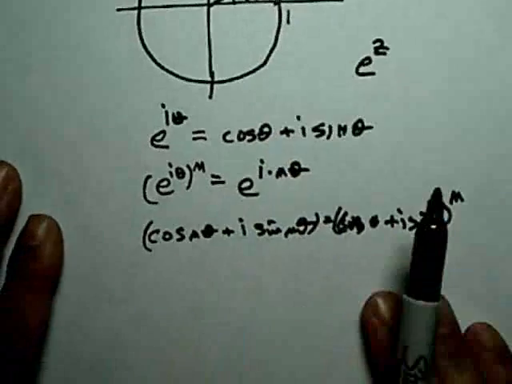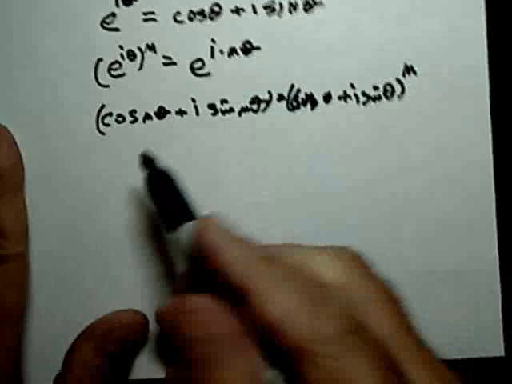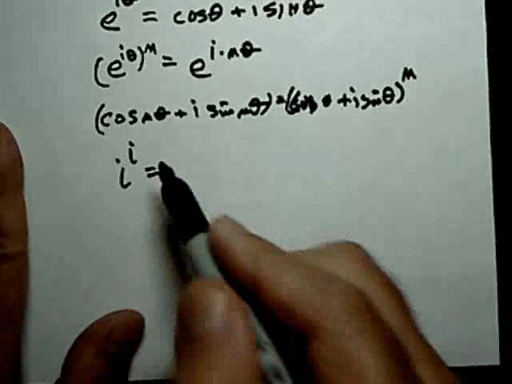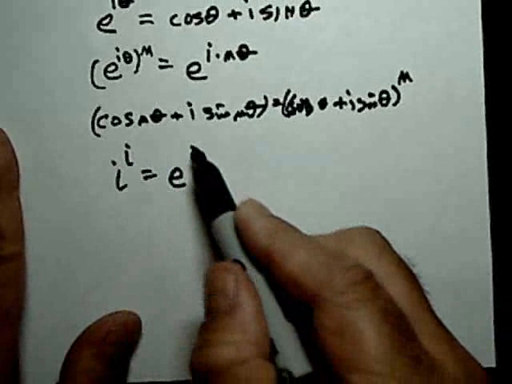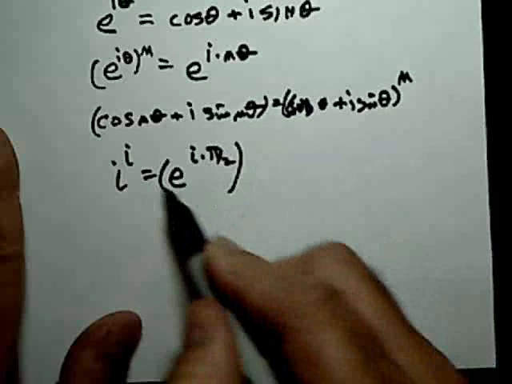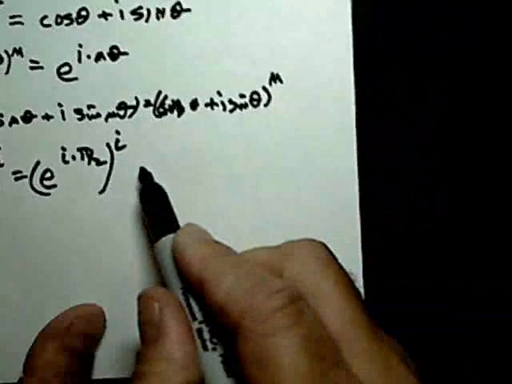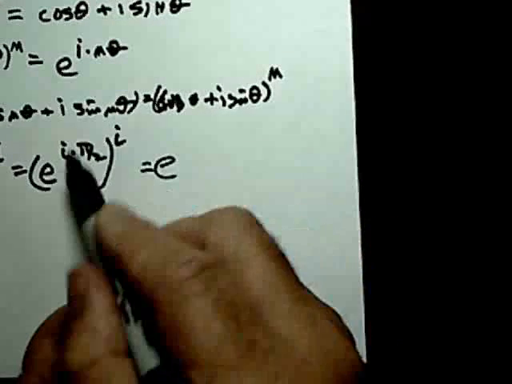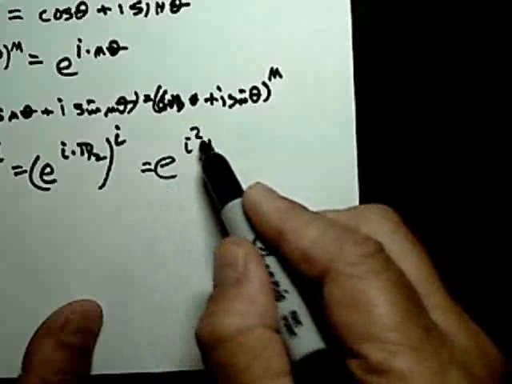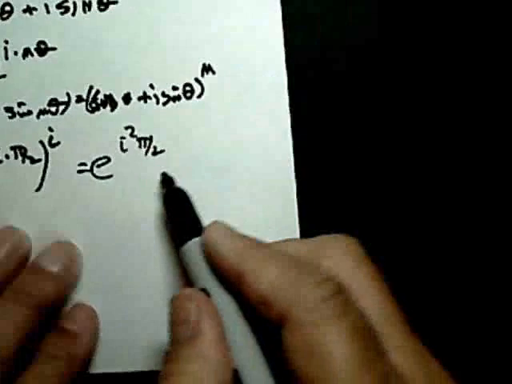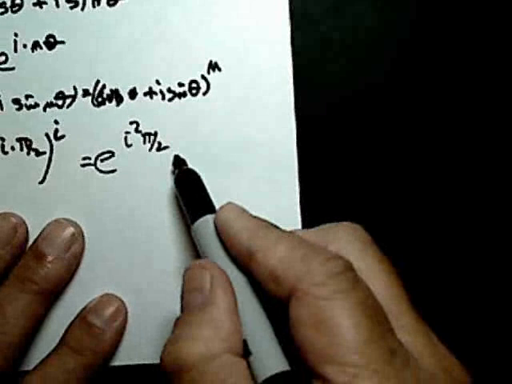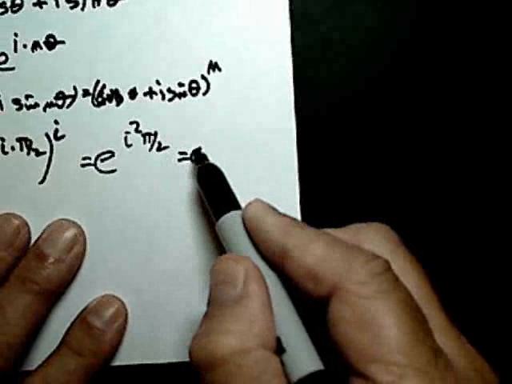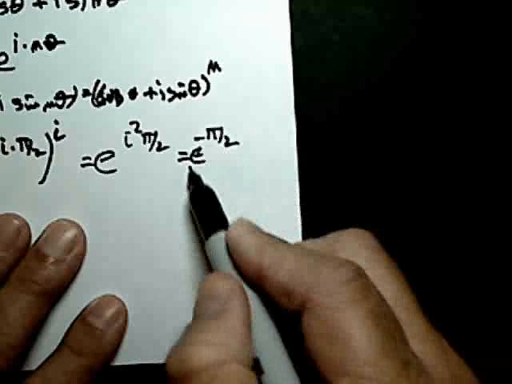Now we use the law of exponents, and we take this i raised to the i power, which is e to the i times pi over 2, all raised to the i power. And that becomes the same then as e to the i squared times pi over 2. And of course, as you know, i squared is minus 1, so this is e to the minus pi over 2. And that's the answer then.